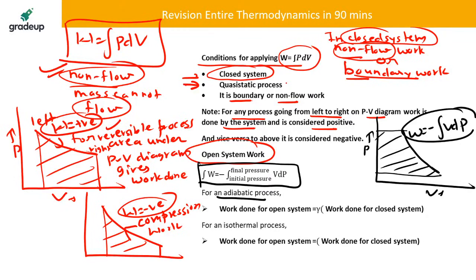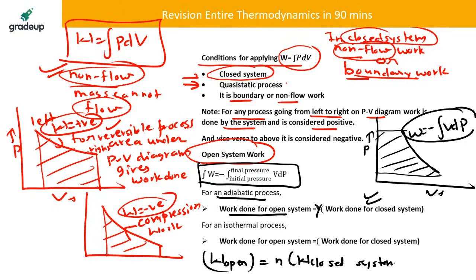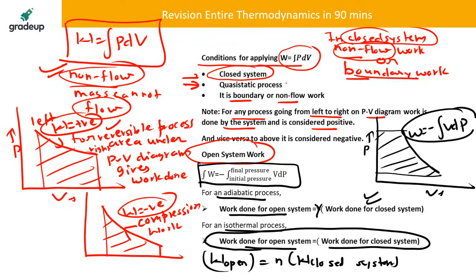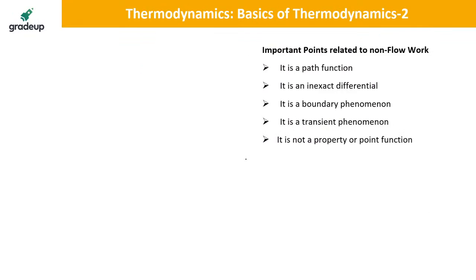For an adiabatic process, the open system work is equal to gamma times the closed system work. This is very, very important. For a polytropic process, open system work is equal to n times the closed system work. And for an isothermal process, open system work is equal to closed system work. They both become equal. So this is a very, very important relation, and please remember this.